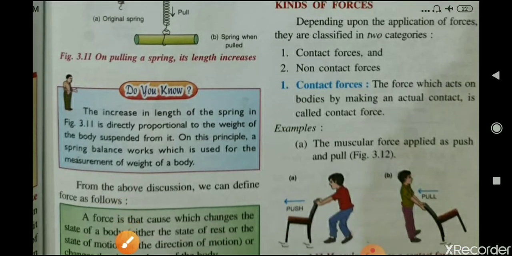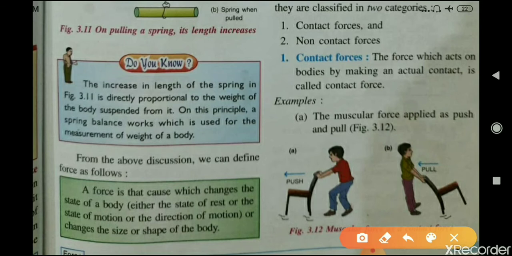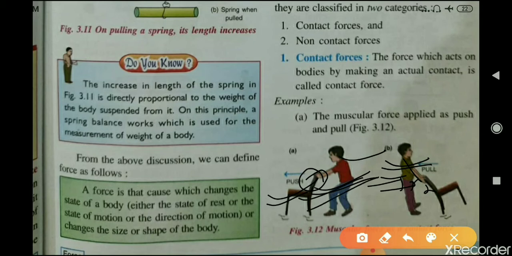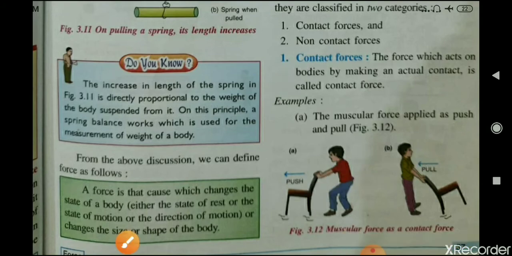For example, you can see here in the picture, this man is either pushing or pulling. In both cases, both the chair and the boy are in contact. Here also you can see when this man is pulling this chair, the hands of the man and the chair are in contact with each other, and this type of force is known as contact force. The muscular force applied as push and pull is contact force.